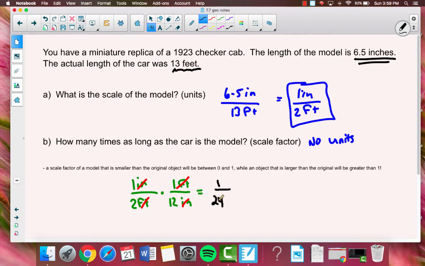So notice there are no more units, and what that means is that the model is 1/24th the size of the actual car. So it's much smaller, and notice it's a fraction, so it's going to be between 0 and 1, which meant it was smaller. Okay, so there's our scale factor, and then part A was our scale. So if you have any questions about the difference between the two, make sure you ask me in class.